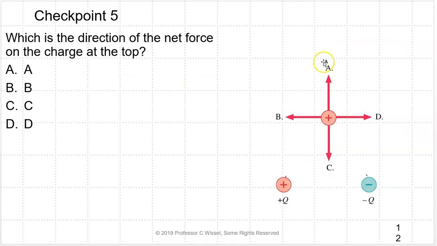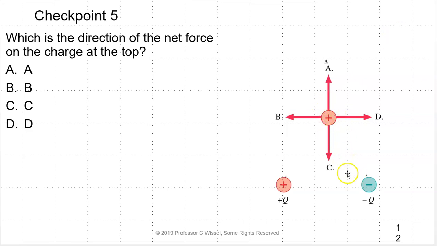What is the direction of the net force on this charge at the top from the two at the bottom? Now, again, I do the same thing, okay? These are going to repel, so these are going to have a direction along their line joining them, outward. Okay, so somewhere between A and D.